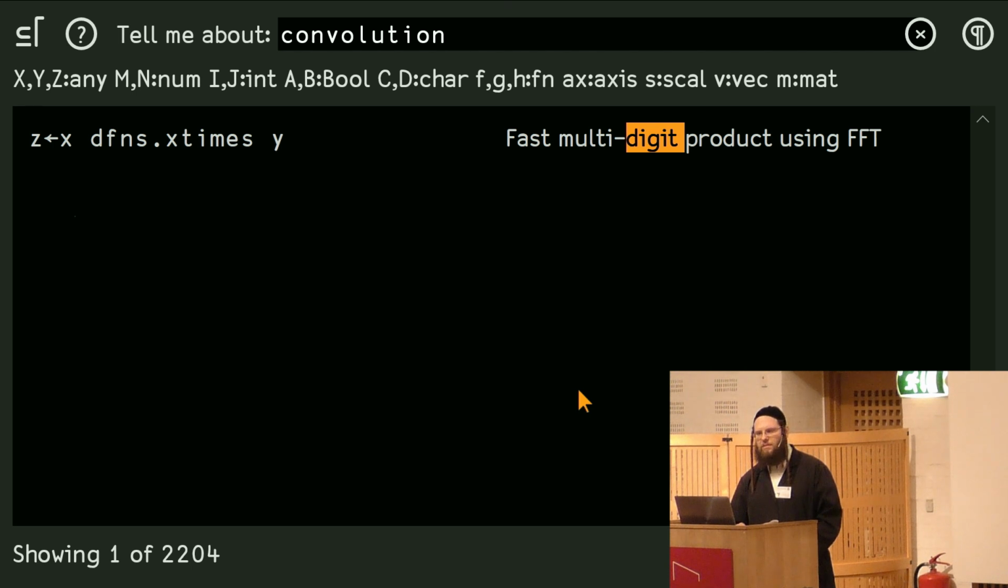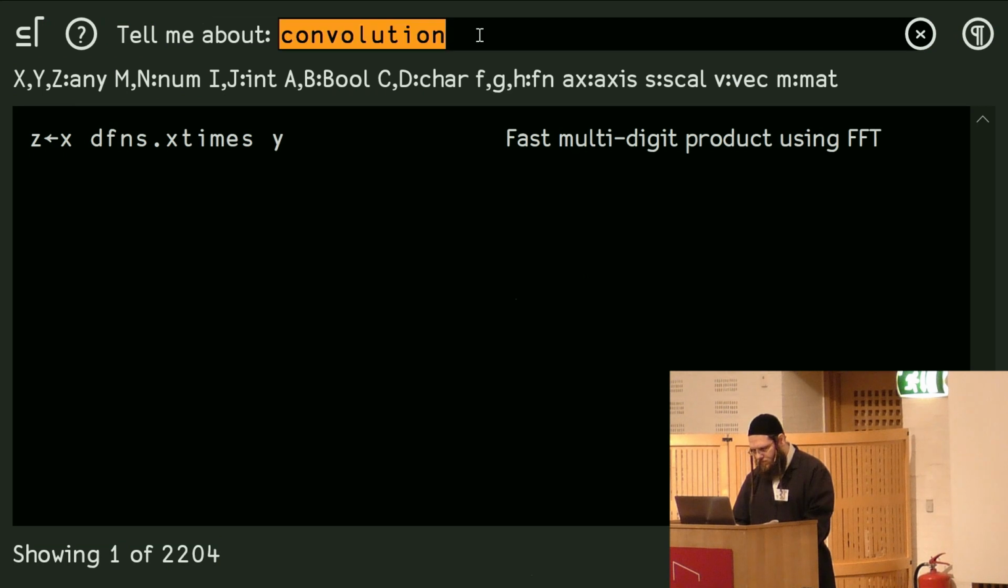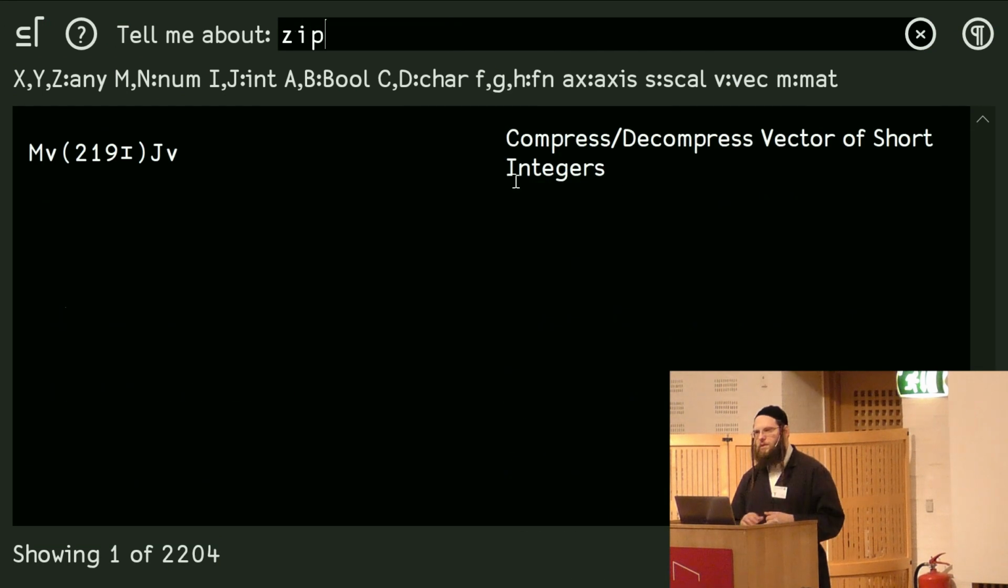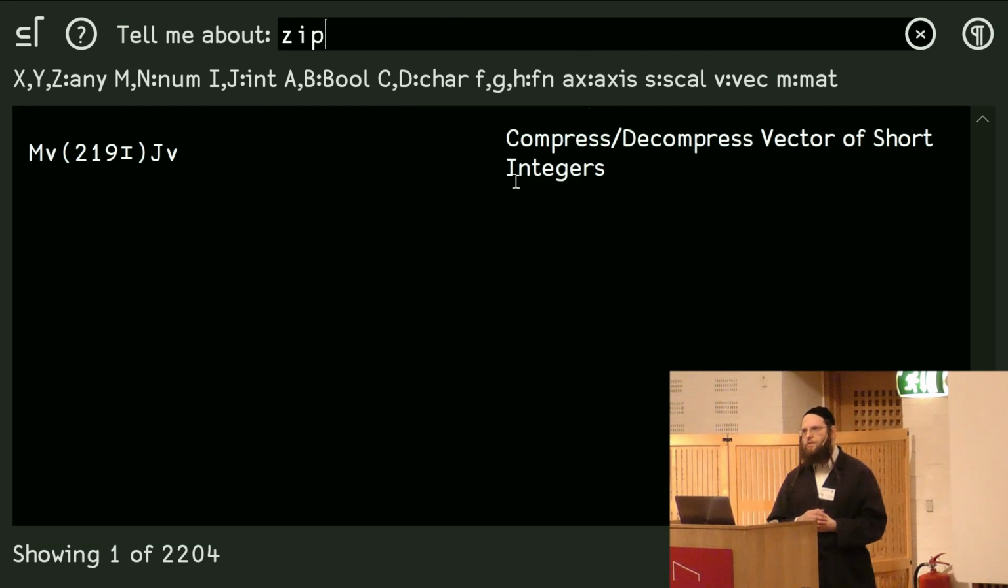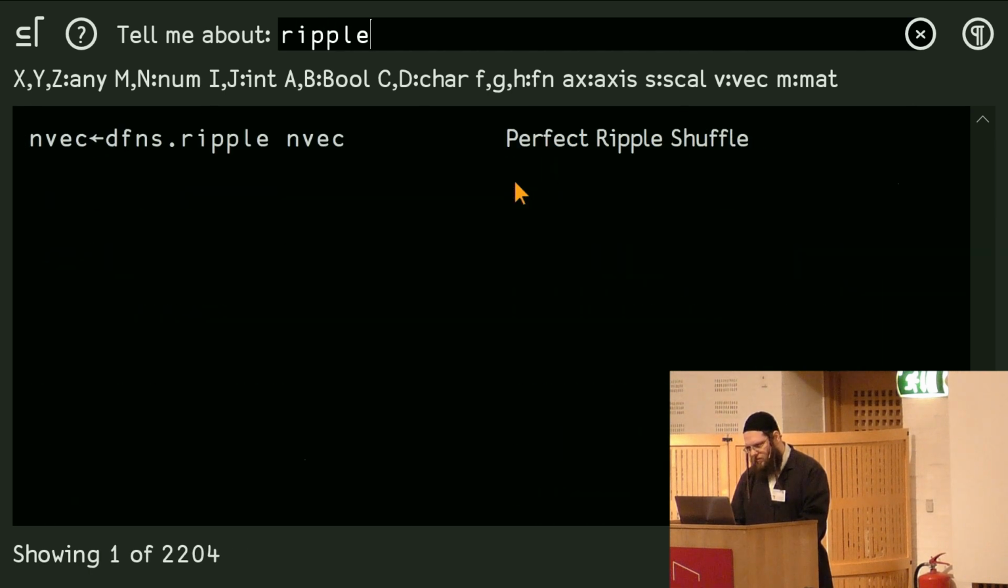Zip. Oh, which kind of zip do you mean? Oh, a perfect shuffle. That's what you mean? No, I mean you would have a vector of vectors, you want to combine them into a vector of pairs. Oh, okay. So yeah. Okay. It's just the synonym is missing, but we do have a ripple shuffle, right?